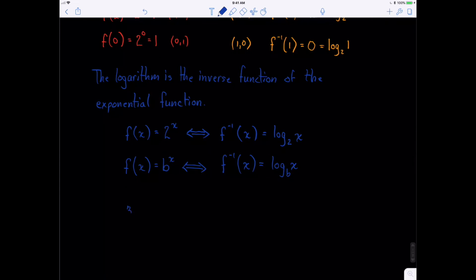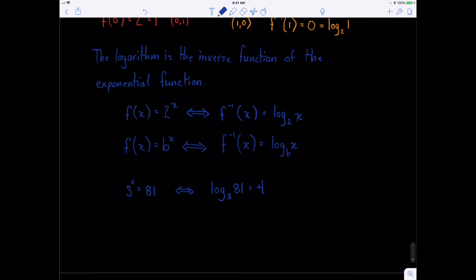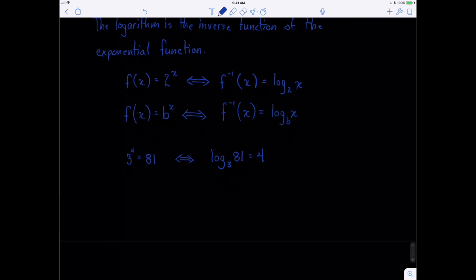And so now we can write this relationship anytime. For example, if I have 3 raised to the 4th power, I know that that's 81. But it's also true that the log, and notice the base is 3, so log in base 3 of 81 gives me back the exponent, which is 4. Let's try one more. How about e? Yes, e raised to the 0 power. Well, we know that any number to the 0 is 1.